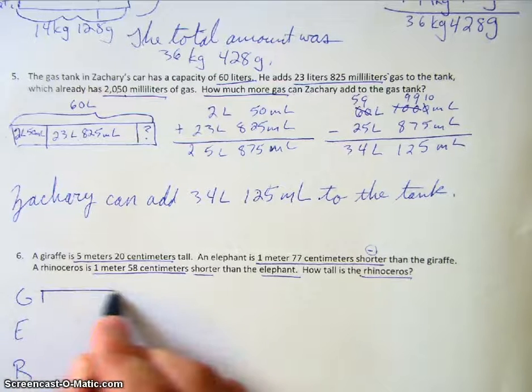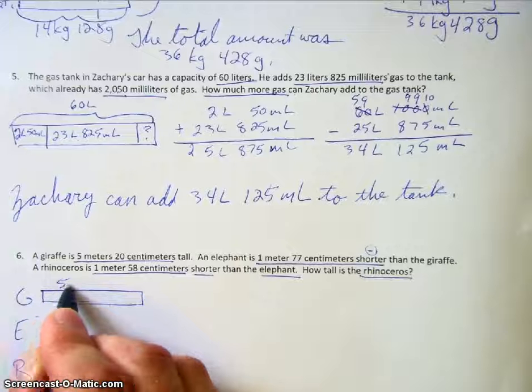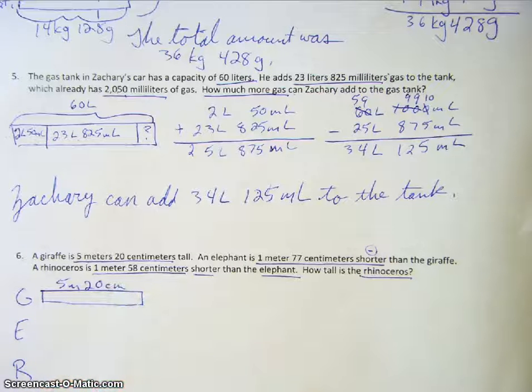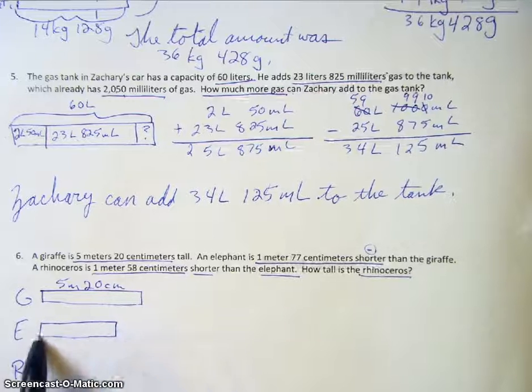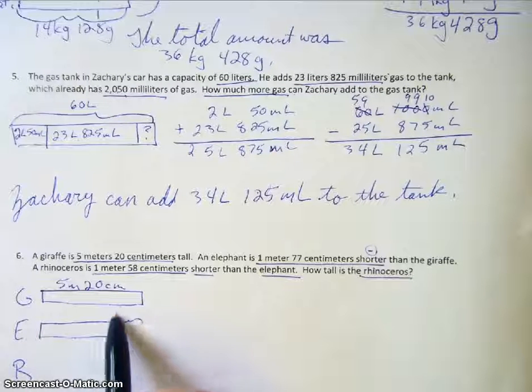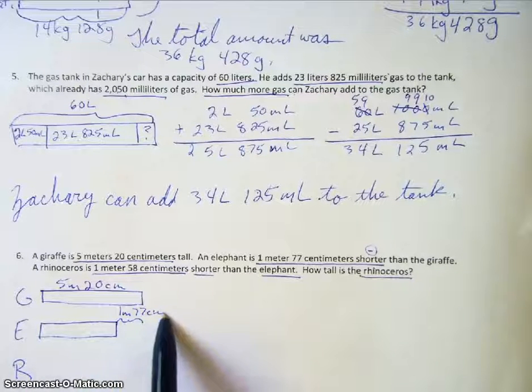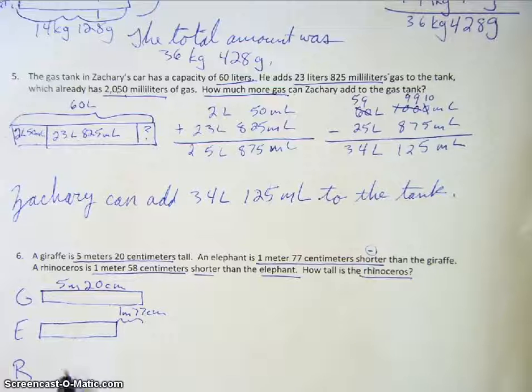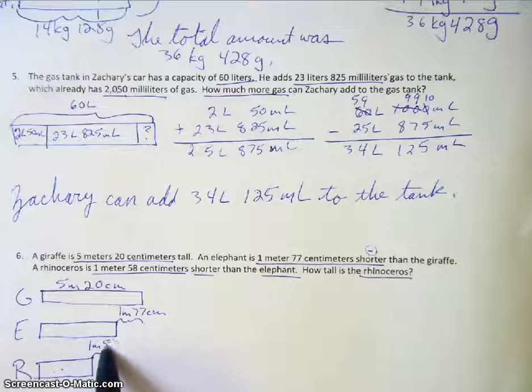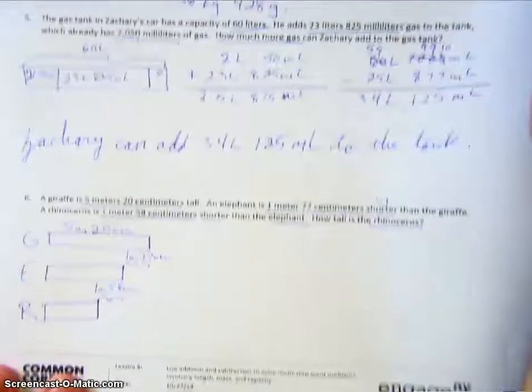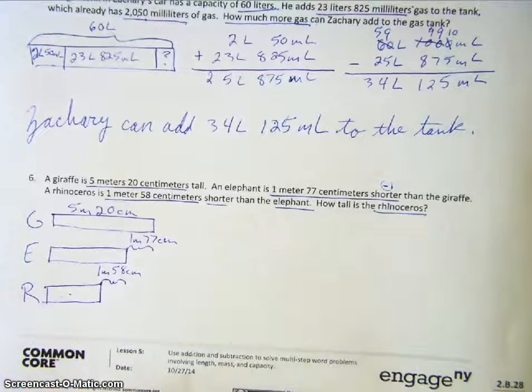So we have an exact measurement for the giraffe. We all know the elephant is a little bit shorter. So we're going to put our 1 meter, 77 centimeters right there. Now the rhinoceros is shorter than the elephant, so we're going to take our rhinoceros amount, and we know that our 1 meter, 58 centimeters would go there. So we're comparing the elephant to the giraffe and the rhino to the elephant.